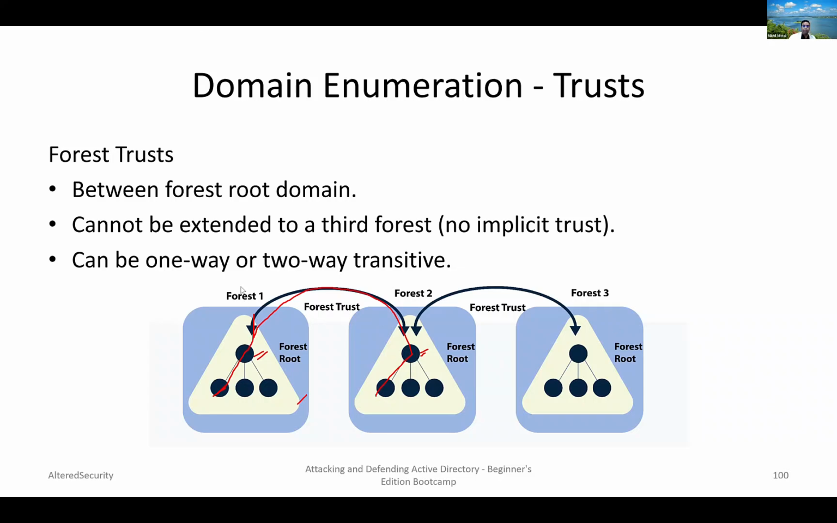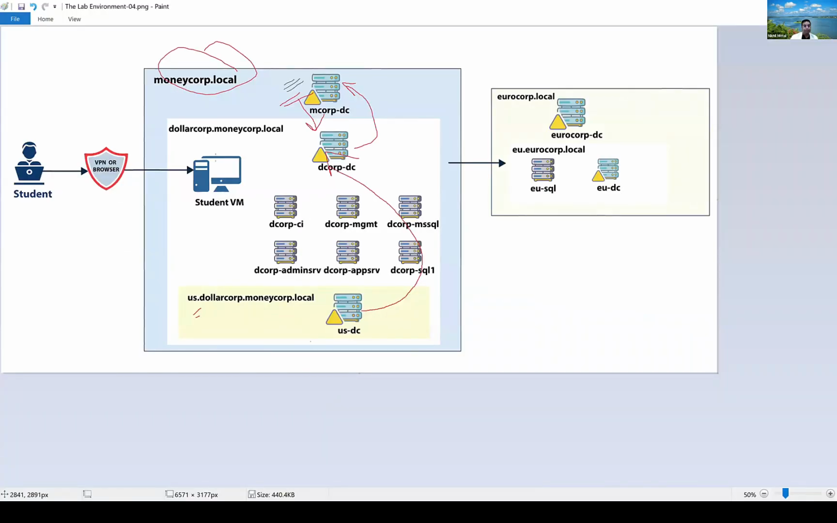But there is no implicit trust. If forest one has a bidirectional trust relation with forest two, and forest two has a bidirectional trust relationship with forest three, forest one and three would not have an implicit trust. All right. Now, what does this mean?